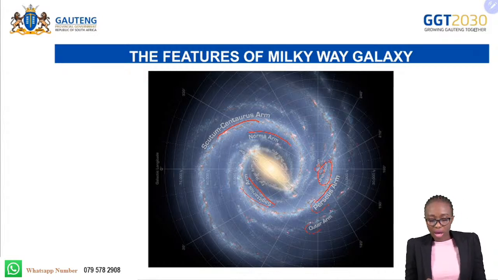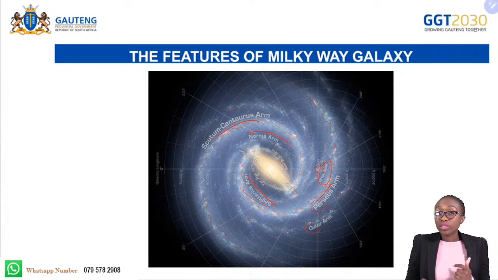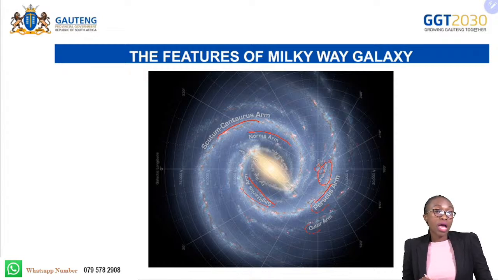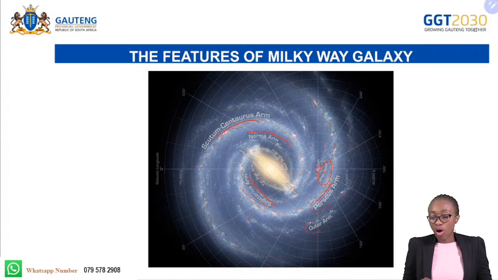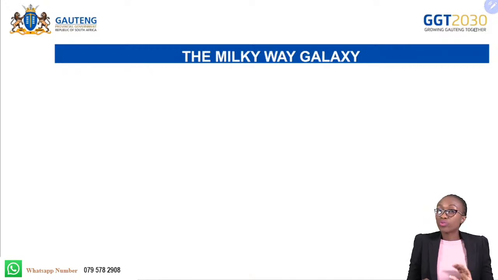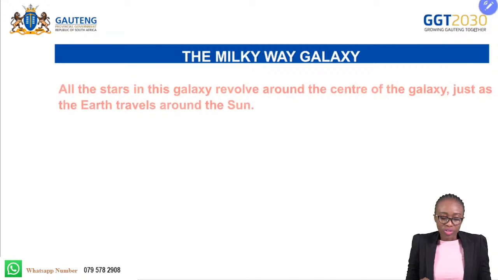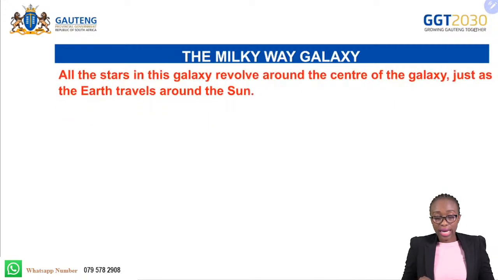Our solar system is found in the Milky Way galaxy, which has a spiral shape and consists of 5 major arms. And our solar system is particularly found on the local arm, or the Orion arm. So that is what we've learned before the activity. Now let's learn more about the Milky Way galaxy.